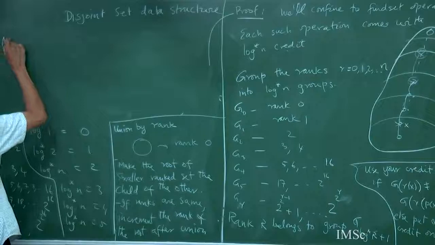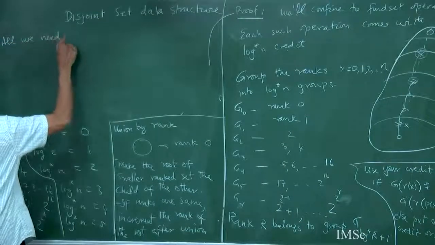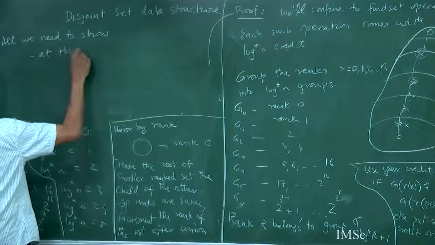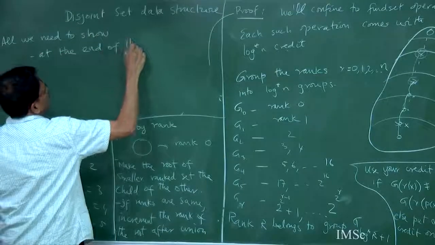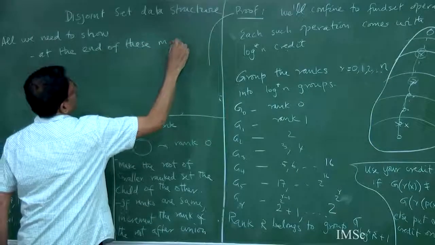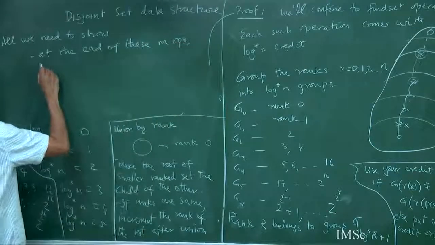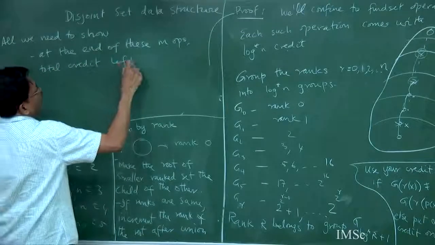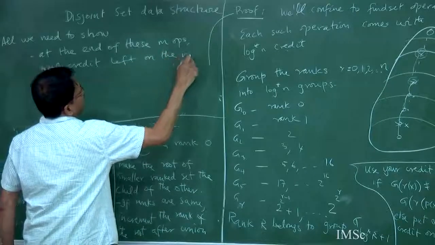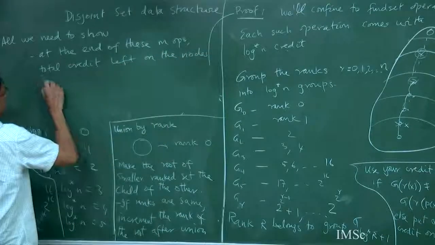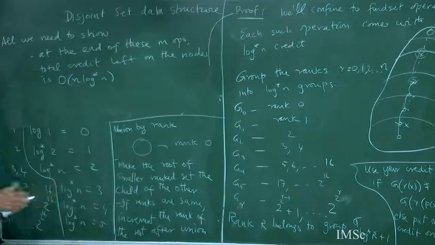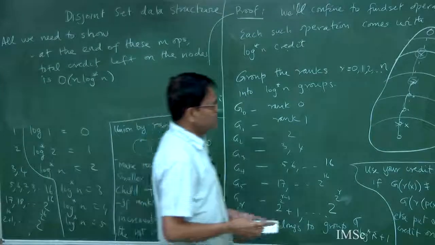So all we need to show at the end of these m operations is the total credit left on the nodes. Let's look at a node and see when it accumulates.